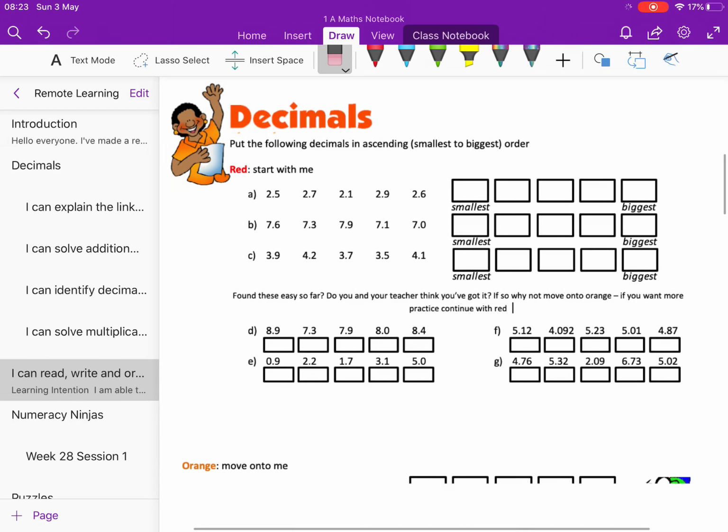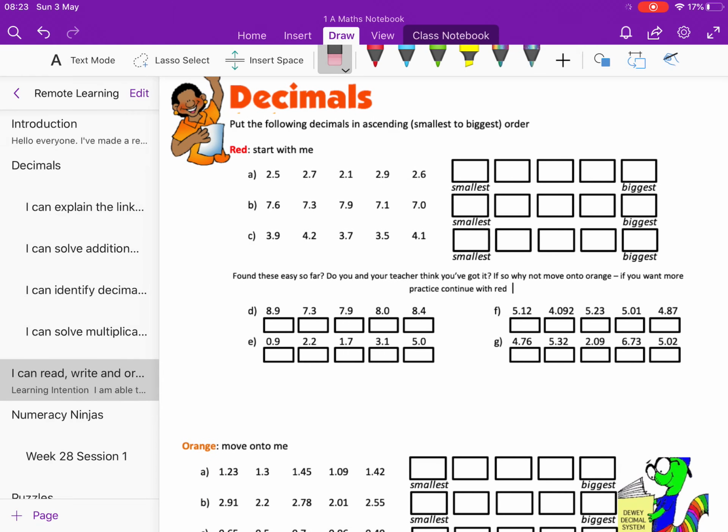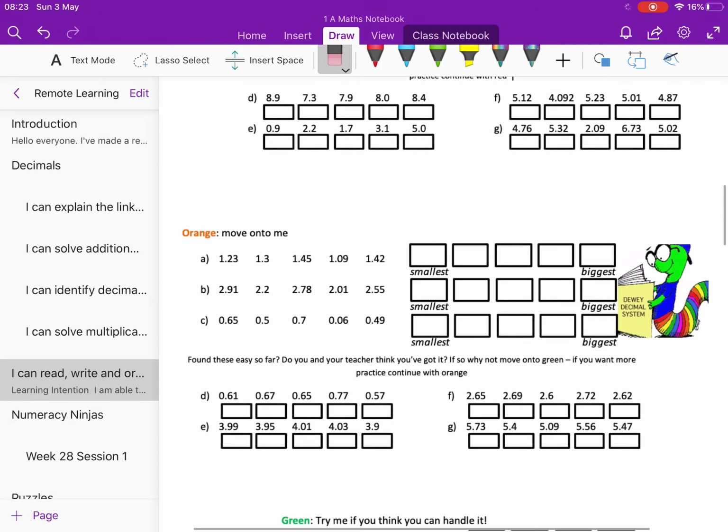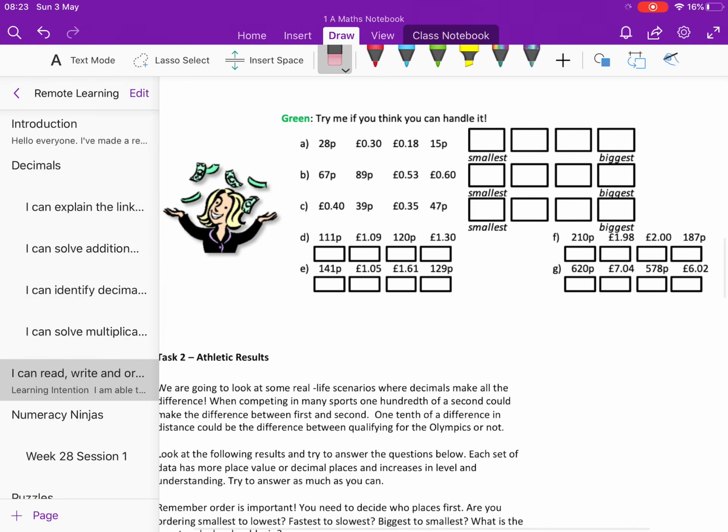There's plenty of practice. Once you've managed to get through the red, you can move on to orange. Orange brings it up to 2 decimal places, and we need to be a little bit more careful. And then green puts it into context with money, so we need to think about what 28 pence would be as a decimal. 28 pence is 0.28, and this here, which is 0.30 pounds, is 30 pence. So we need to think about how much each of these is worth, and then put them into order.